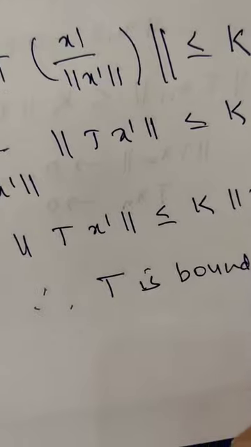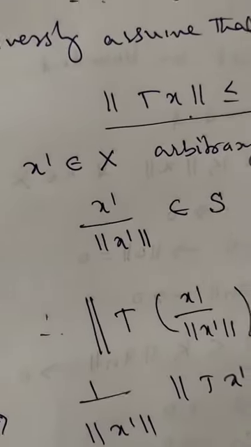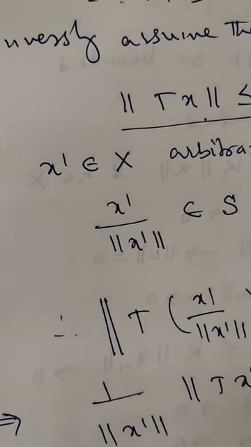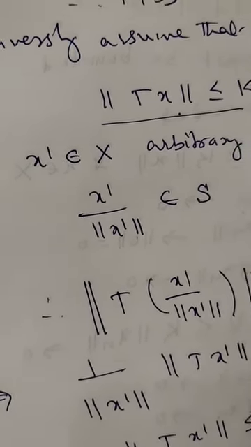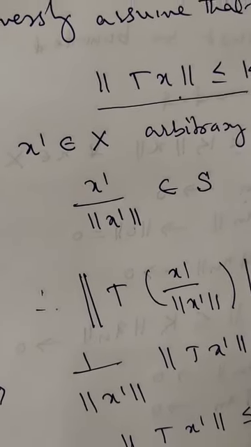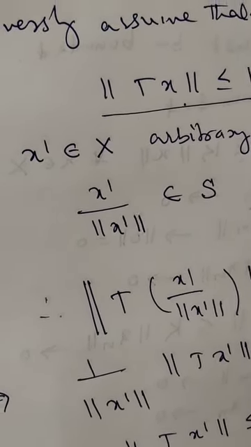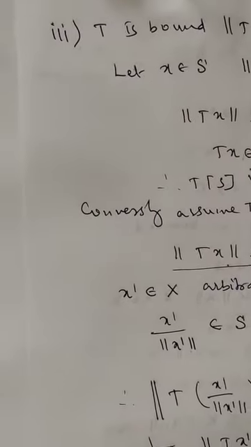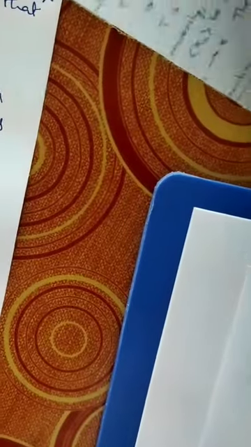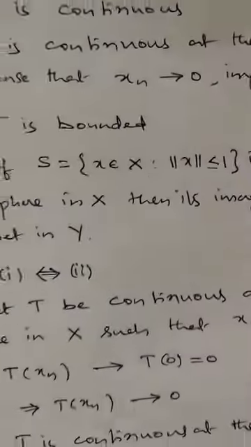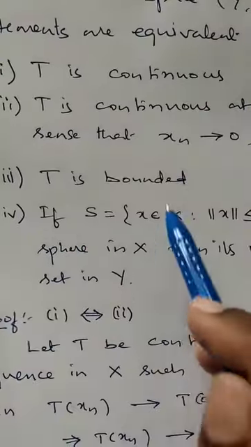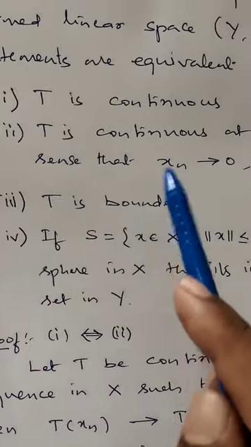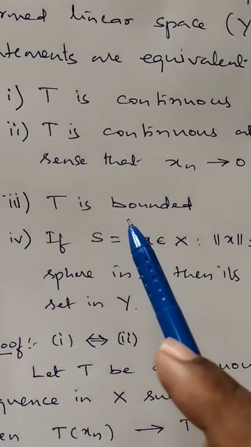So here we have proved a theorem: T is continuous, T is continuous at the origin, T is bounded, and the image of the unit sphere is a bounded set in Y. These are four equivalent statements. One important thing we can observe from this theorem is that the equivalent conditions include T is continuous and T is bounded. They are all equivalent. This is a very important theorem. T is continuous if and only if T is bounded.